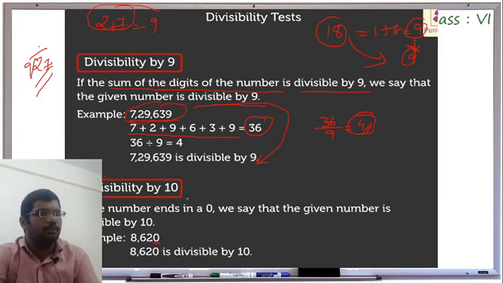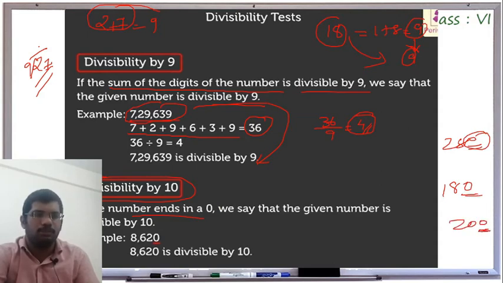And now I am going to check the divisibility by 10, and simply if a number ends in 0, we can say that it is divisible by 10. For example, 280, the number ends in 0, or 180, the number ends with 0, 200, the number ends with 0. So if a number ends with 0, we can say that the number is divisible by 10. 8,620 is divisible by 10 because the last digit is 0.